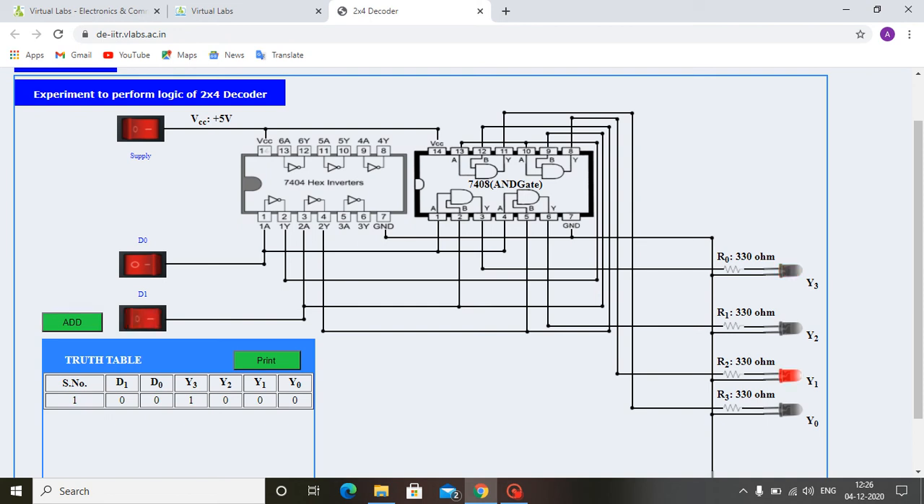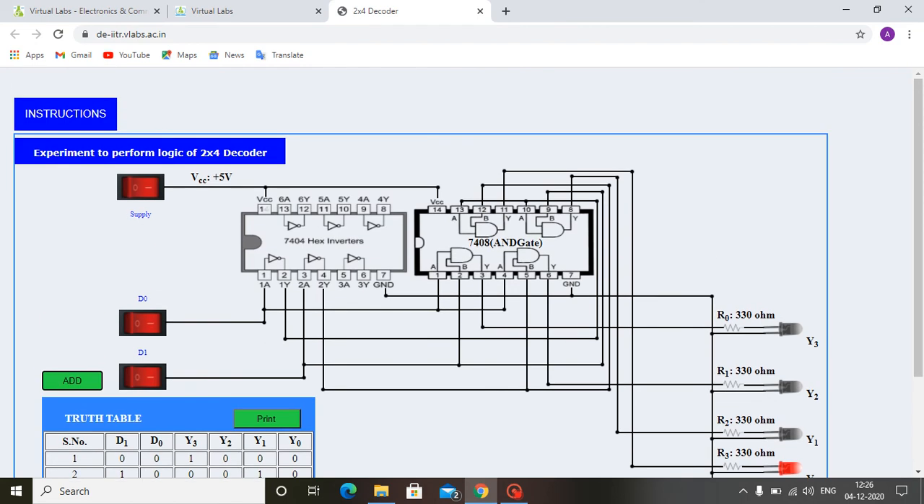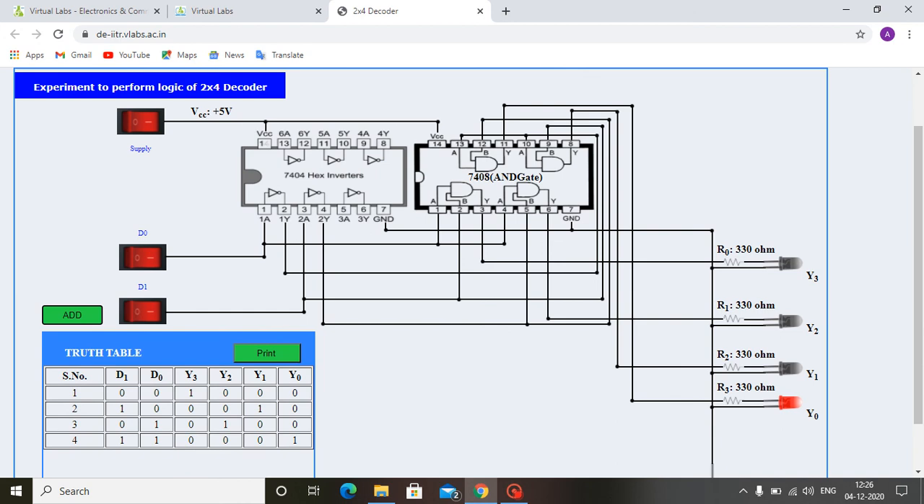When D0, D1 is 0, 1, then Y1 is glowing. When D0, D1 is 1, 0, then Y2 is glowing. And when D0, D1 both are 1, then Y0 is glowing. We have seen that the truth table of decoder is given here. So we have verified the truth table of a decoder. This is a 2 to 4 decoder, so it has 2 inputs and 4 outputs.